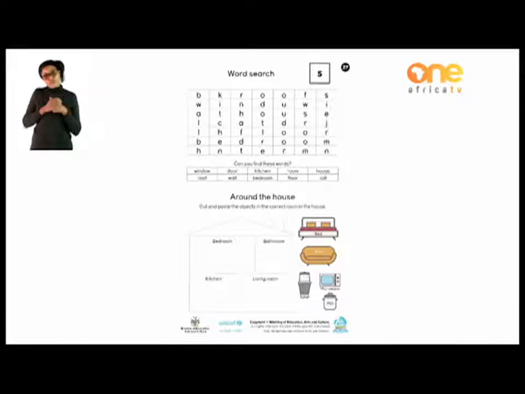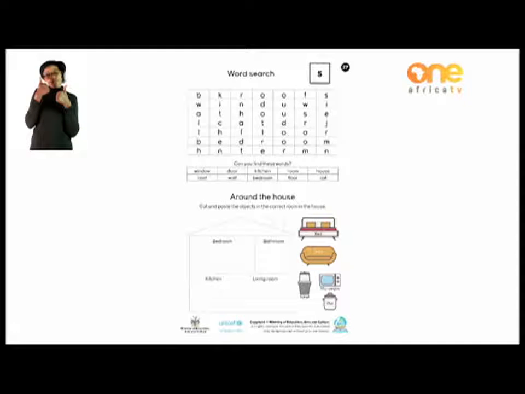The first word is window, roof, door, wall, kitchen, bedroom, room, floor, house, and the last word, cat. Now that words, you must search. You must search for that words there on top. Do you understand, boys and girls?